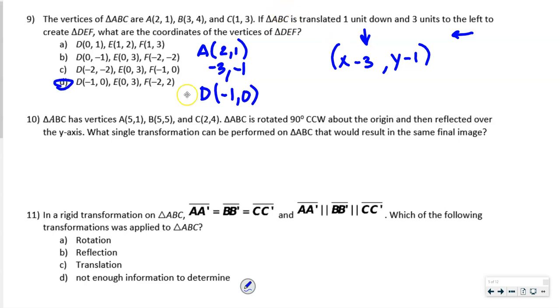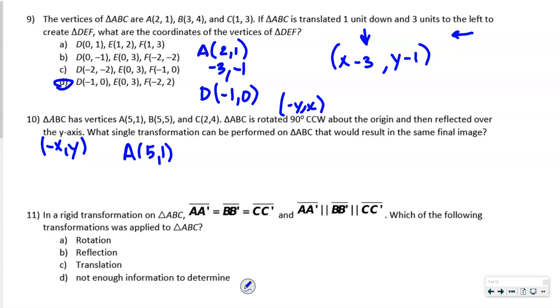Triangle ABC has vertices A, B, and C is rotated 90 degrees counterclockwise. That's a normal rotation, right? So that's going to be negative y comma x about the origin. Then reflected over the x-axis, this is going to be negative x comma y. What single transformation can be performed on ABC that would result in the same final image? Now for me, it's easier to do this with points. So I'm just going to go ahead and do this, and then I'm going to compare A to A double prime.